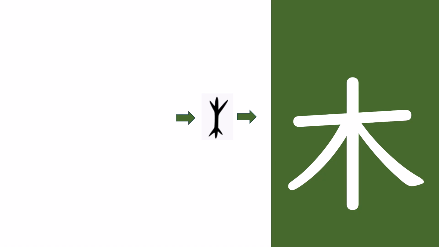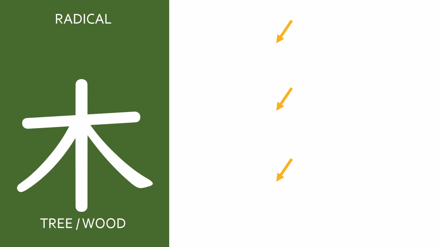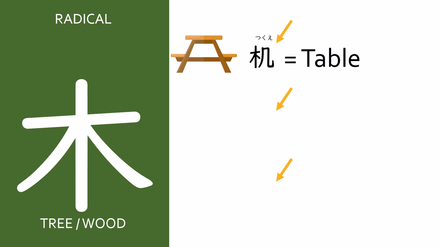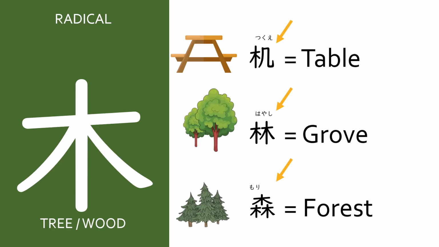The kanji for tree is the pictogram of a tree which originally showed branches on top and roots on the bottom. When this kanji acts as a radical, it gives the meaning of tree or wood. The examples we have are table, tsukue, groove, hayashi, and forest, mori.